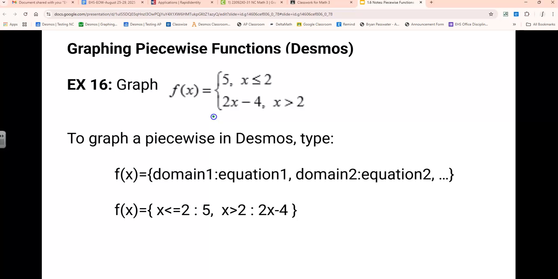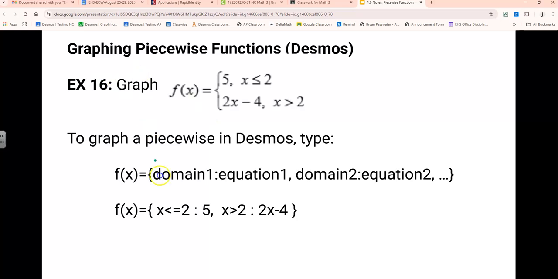But sometimes it's not all lines. Sometimes it is quadratics and cubics and different things, right? So unless you are excellent at graphing by hand and recognizing functions, it is a big help to be able to do this because Desmos does it for you. But it's not super simple how you type this in.